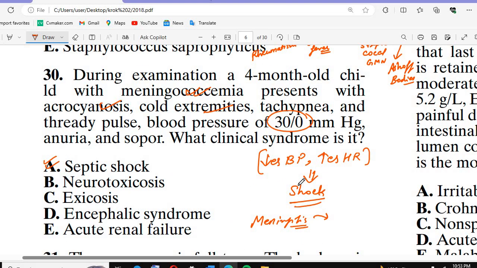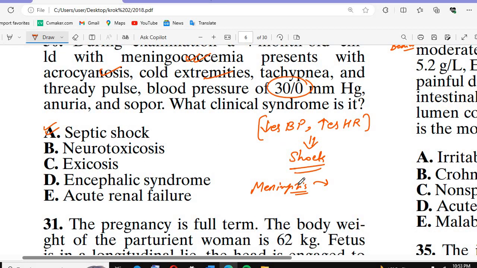Okay. In case of shock, if any bacterial infection is there, then more neutrophils will be seen. But if you see decreased blood pressure or increased heart rate or tachypnea, all these are the symptoms of shock.